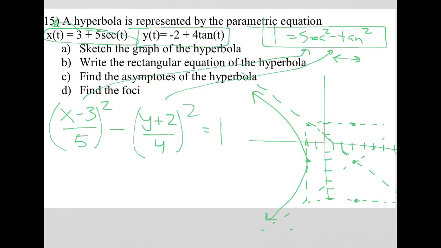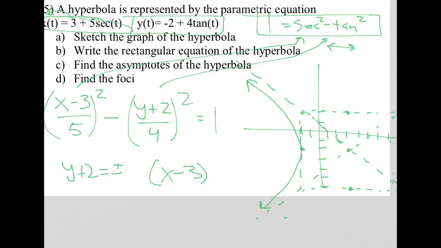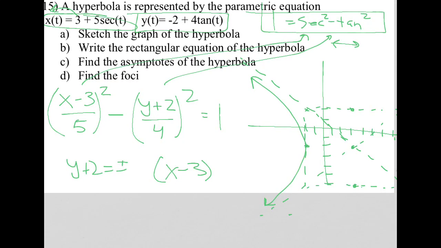We've sketched the graph, we've written the equation in rectangular form. We need to find the equation of the asymptotes, which is pluck your y stuff, y plus 2 equals plus or minus some slope times pluck your x stuff, x minus 3. What is my slope? Well, since this is horizontal, that means that a is horizontal and b is vertical. But also just look at the equation. From that, we can see that we're going up 4 and over 5. So rise over run is 4 over 5. So there are our asymptotes.